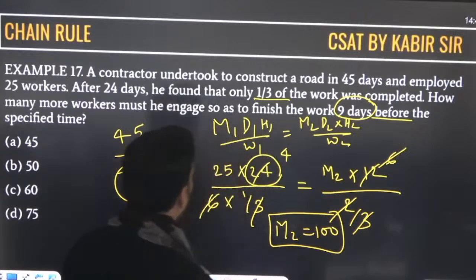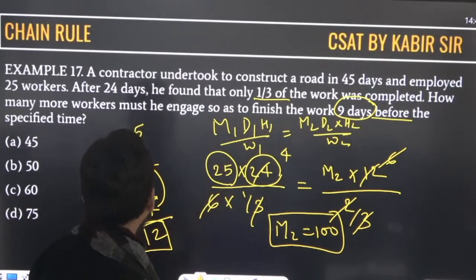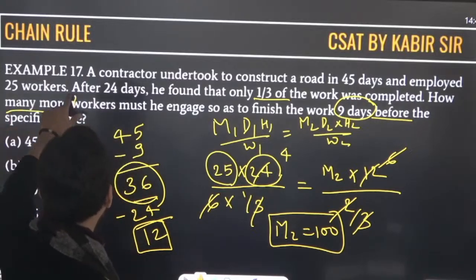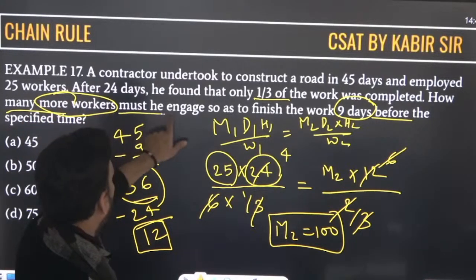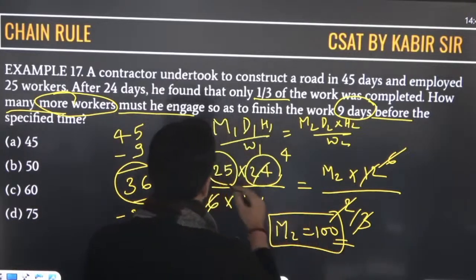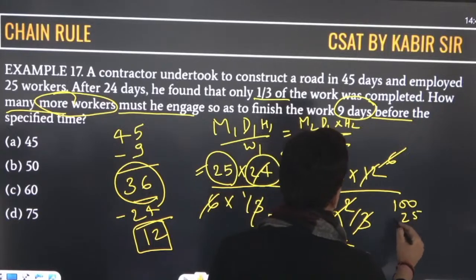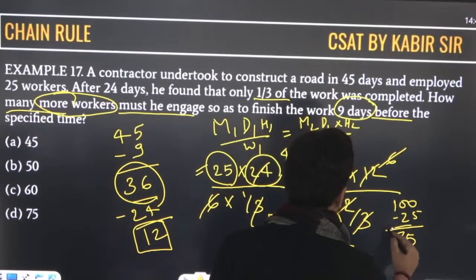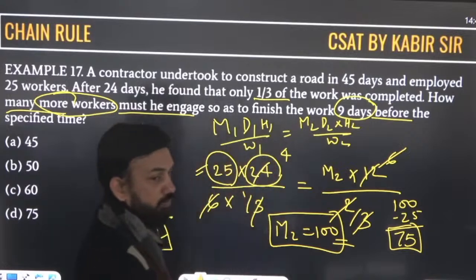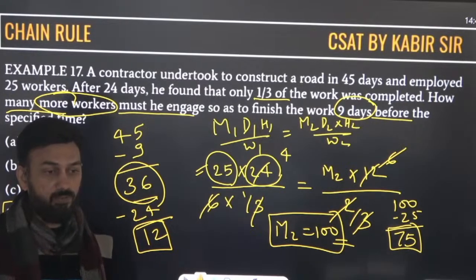But already how many men we are having? We are having 25 men already. The question is asking how many more workers we must engage. So total we need 100 men, but 25 already are there. So 75 more workers we should engage. So the answer will be option. Fine.